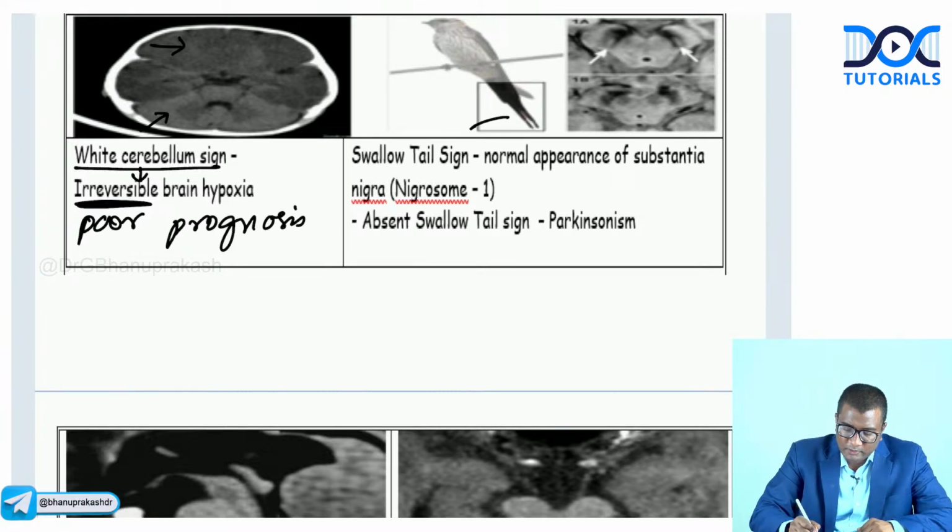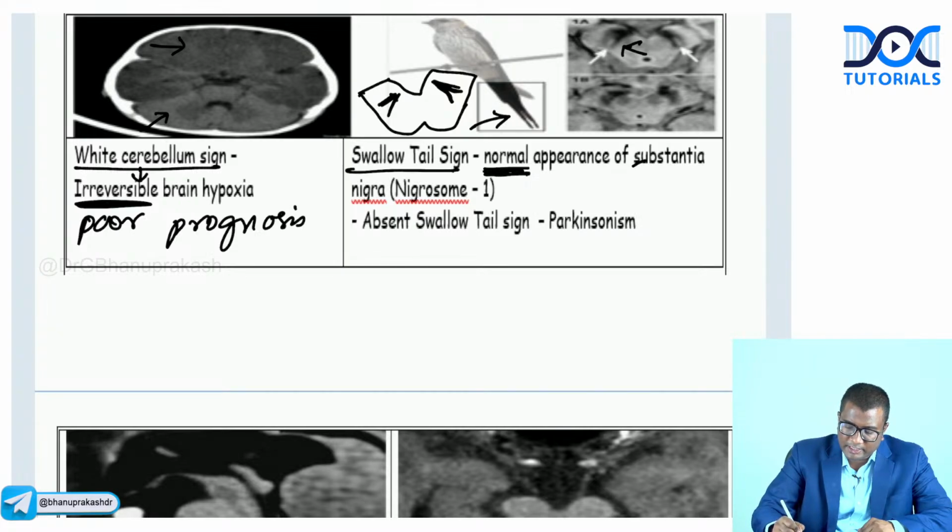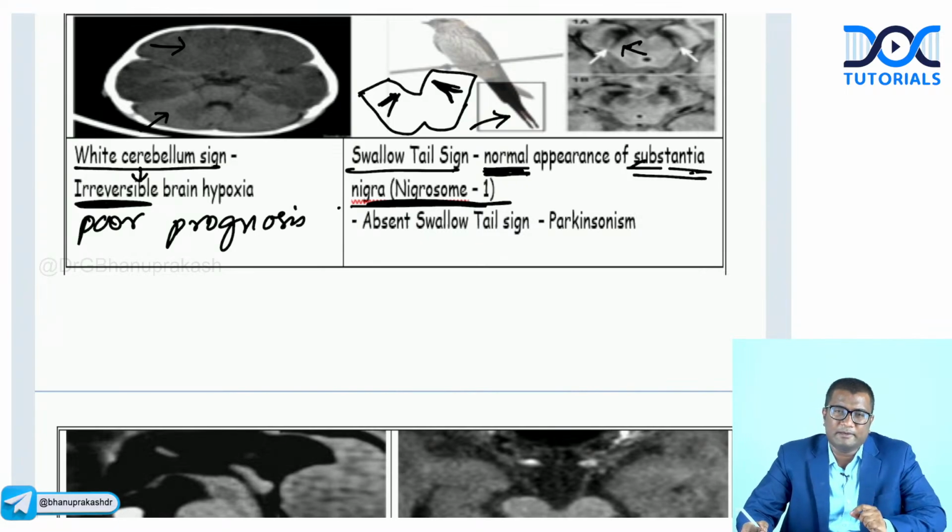Coming to the next, swallowtail sign. So the swallowtail sign is a normal appearance of the substantia nigra. You know the midbrain, it has the tectum, tegmentum, the substantia nigra. So the substantia nigra will be bifid like this. The black color substantia nigra will be bifid. This normal appearance of substantia nigra, because of the presence of this nigrosome 1, will give that black color appearance. Okay, so this is swallowtail appearance.